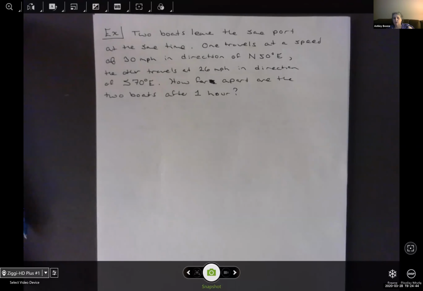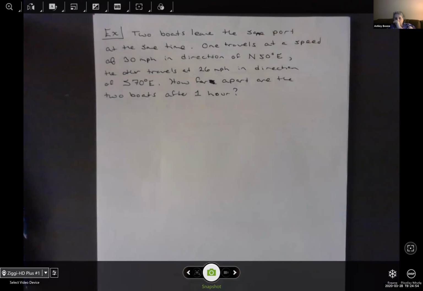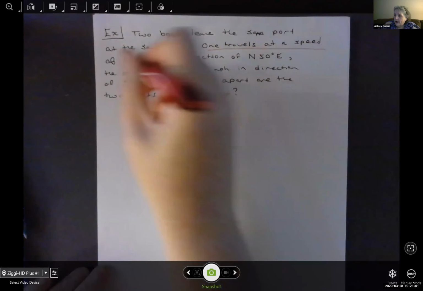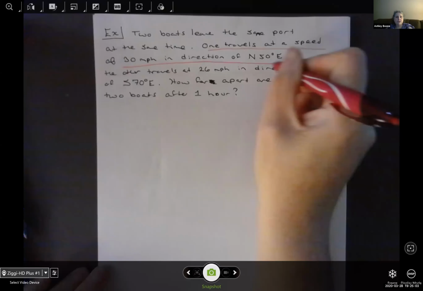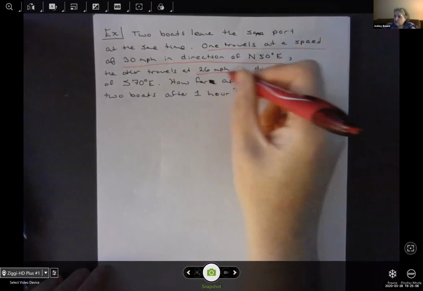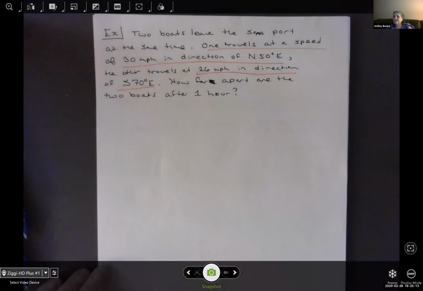So let's look at this situation. Two boats leave the same port at the same time. One boat travels at a speed of 30 miles per hour in the direction of north 50 degrees east. The other travels 26 miles per hour in the direction of south 70 degrees east. How far apart are the two boats after 1 hour?